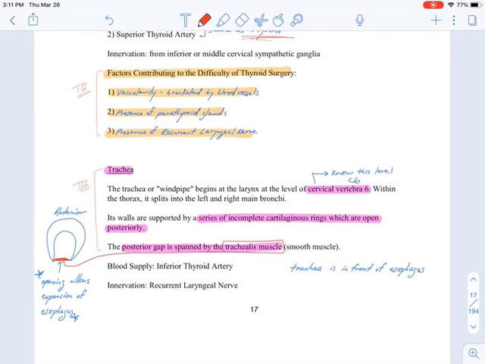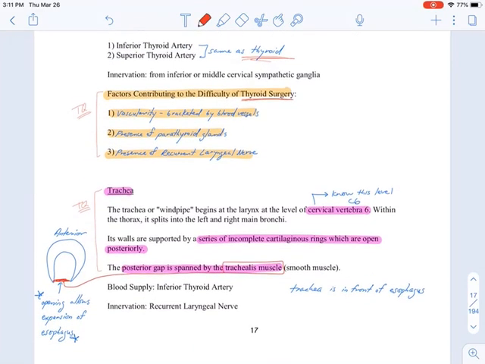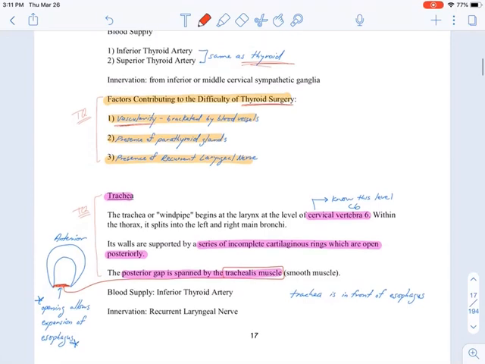Down here, we get to factors contributing to difficulty in thyroid surgery. So, again, like I said earlier, it's incredibly vascular. So if you are doing some kind of thyroid surgery for whatever reason, potentially trying to reduce the size of a cancerous lesion or something like that, surgeons are going to be very careful because, again, vascular, it's surrounded by many blood vessels. And if you were to nick one of those, you could have some pretty severe blood loss.